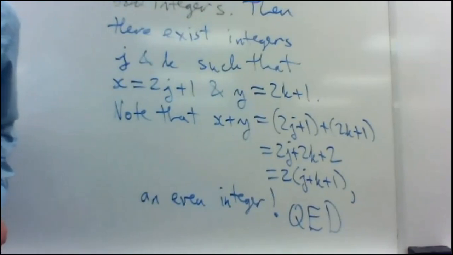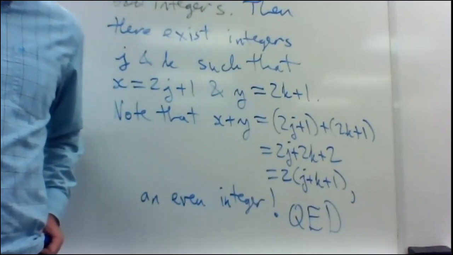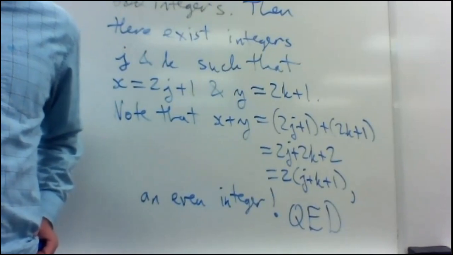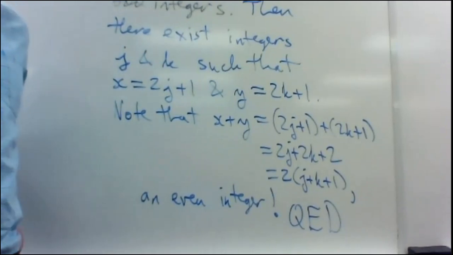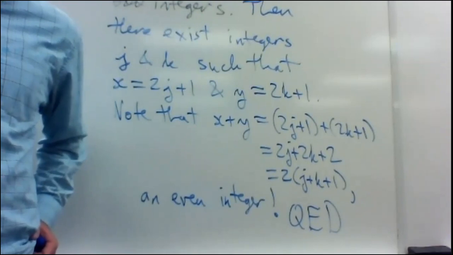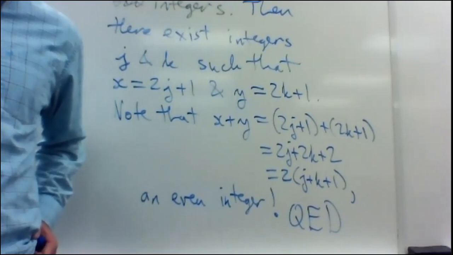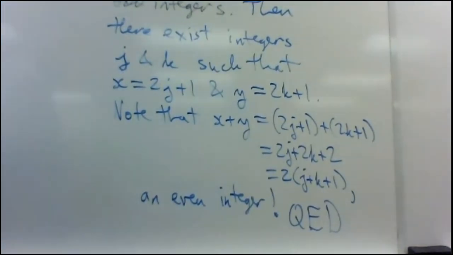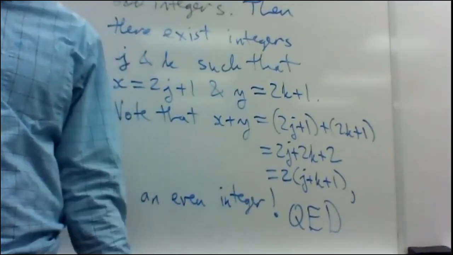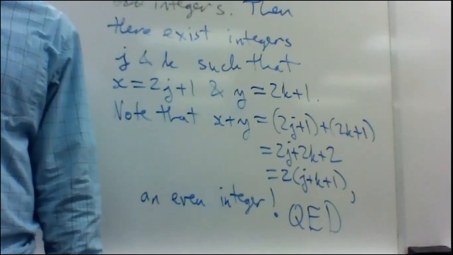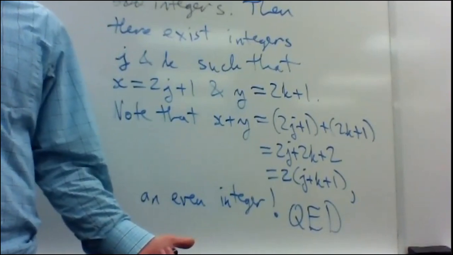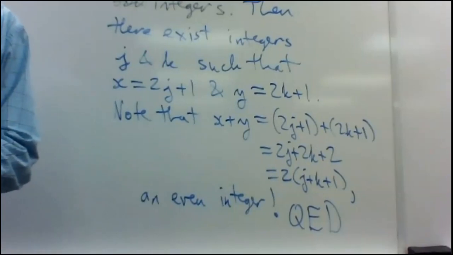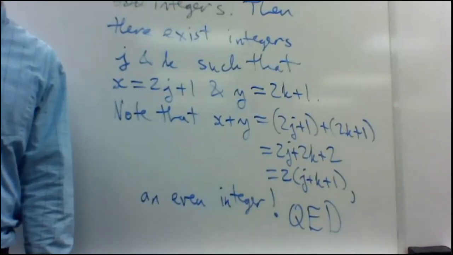Doesn't really matter. I just didn't want to use the same letter, right? If I would have used k for both x and y, then technically speaking, I would be saying that x and y are the same number. Does that make sense? Okay. If I would have said x is equal to 2k plus 1 and y is equal to 2k plus 1, well, 2k plus 1 is 2k plus 1. Therefore, x and y would be equal. That would technically be a mistake. Does that make sense? Okay. So, yeah.